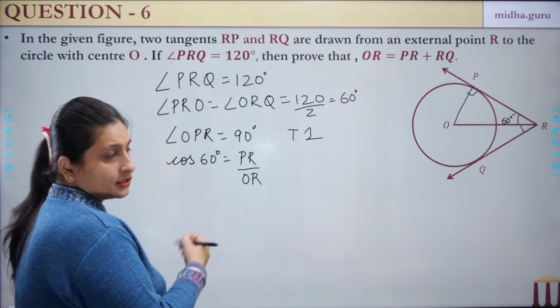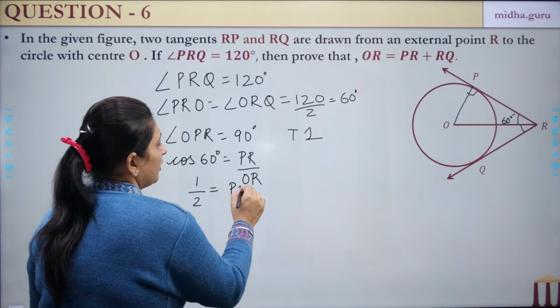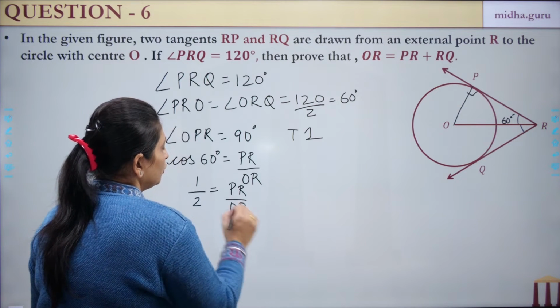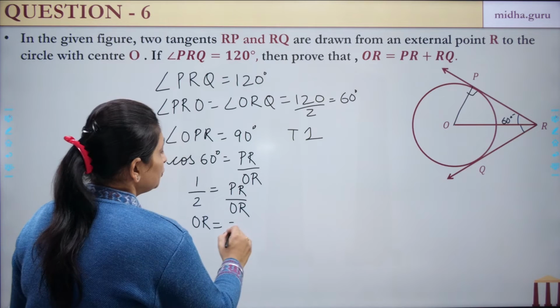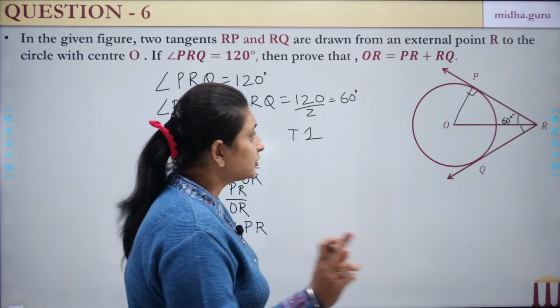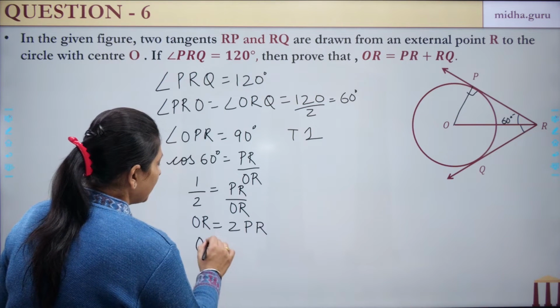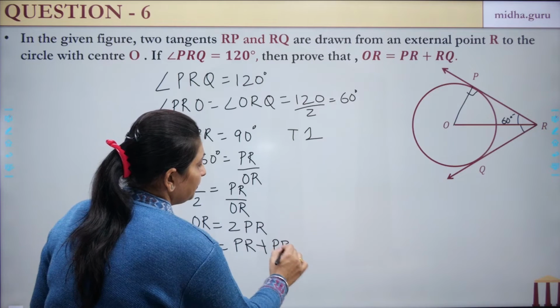What is cos 60? Just put the value of cos 60, which is half. So PR by OR is half, and we get OR is 2 times PR. We can write that as PR plus PR.